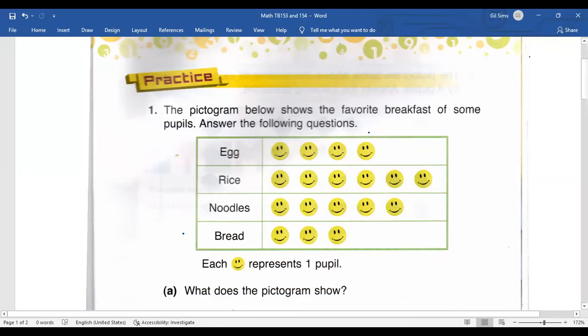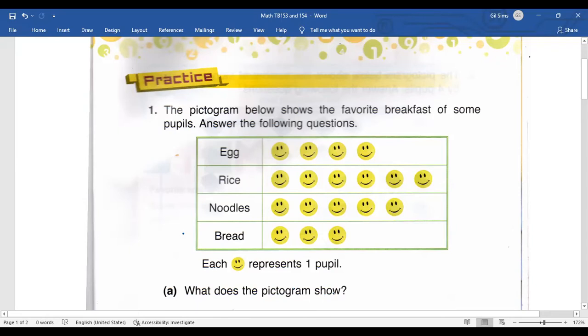So our favourite breakfast, our students have got their choice between which breakfast they like. Egg, rice, noodles, or bread. And our first question is, what does the pictogram show? Okay, what's our answer? Go up here and it says the pictogram shows. So that's the answer.